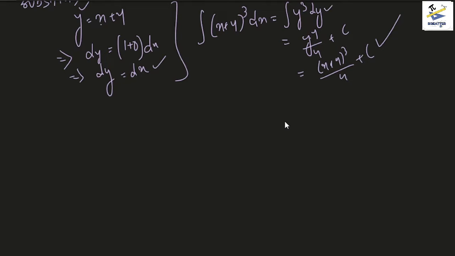Okay, so this makes x plus 4 whole cube by 4 plus c, and these are the two ways that we can evaluate this integral, right? Okay, so let us move on to another example which would be a little bit trickier, or maybe a tad harder than this one. Let us evaluate the integral of sine of ax plus b, for real numbers a and b.